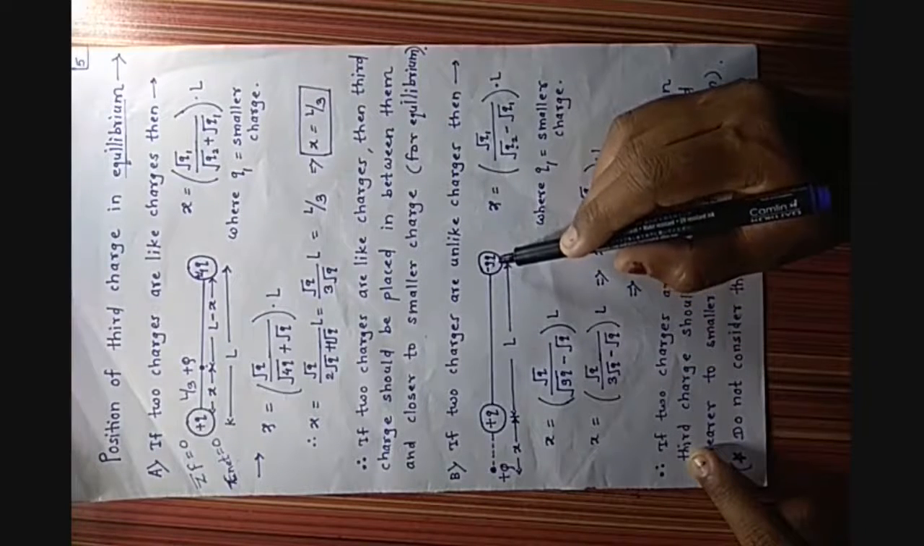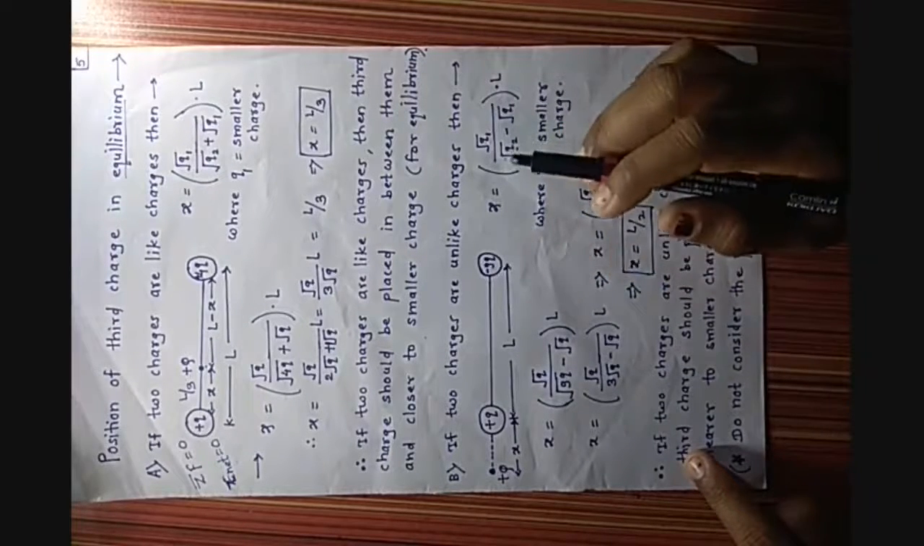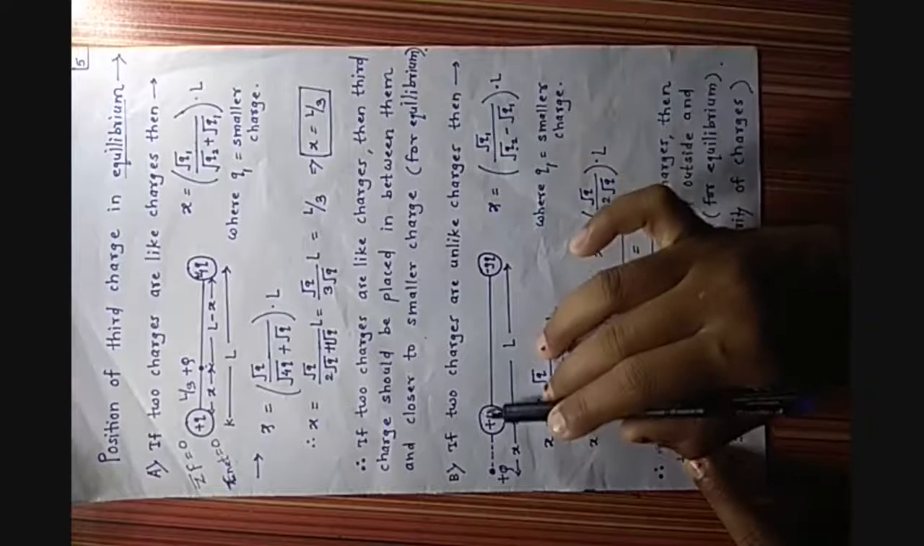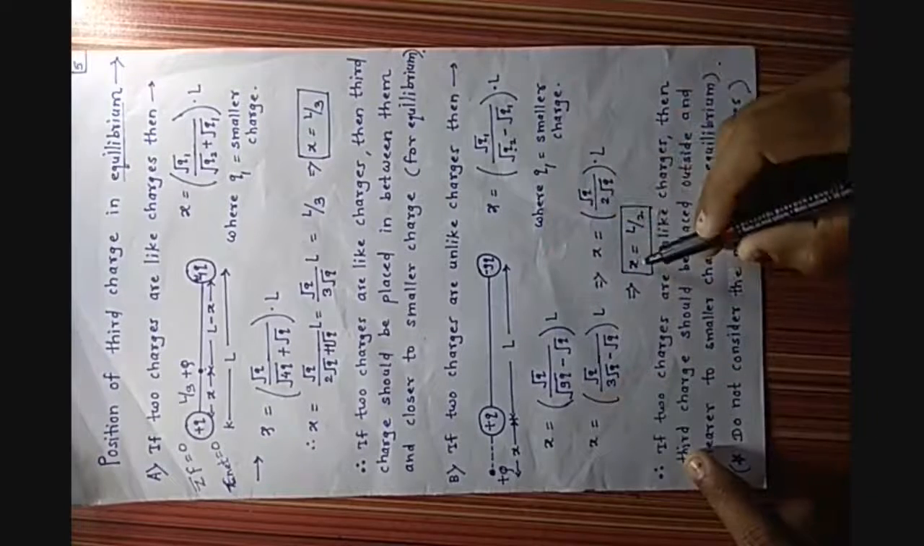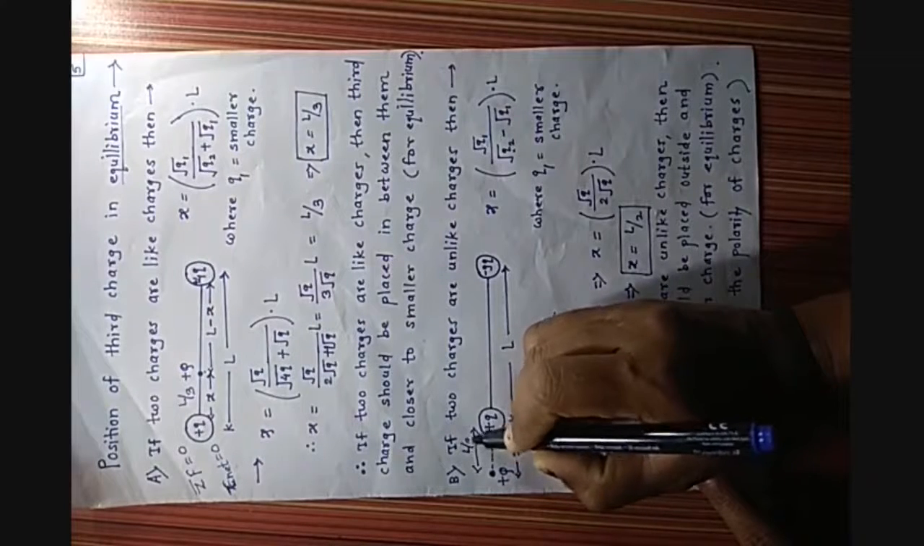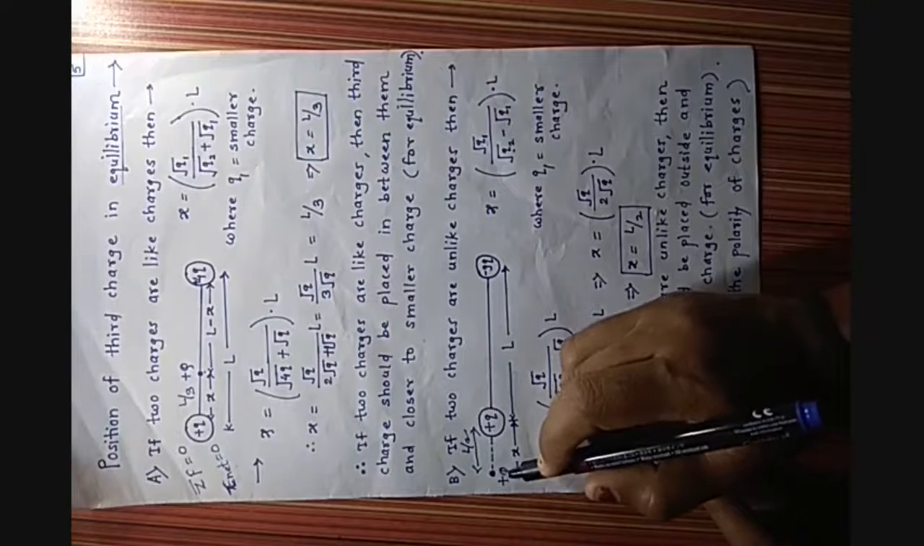Don't consider the polarities of the charges while substituting the values. Just put root 9Q minus root Q1, which means Q, root Q, into L. Solve it, you will get X as L by 2. So this distance is equal to L by 2. At this distance, the third charge, capital Q, should be in equilibrium.